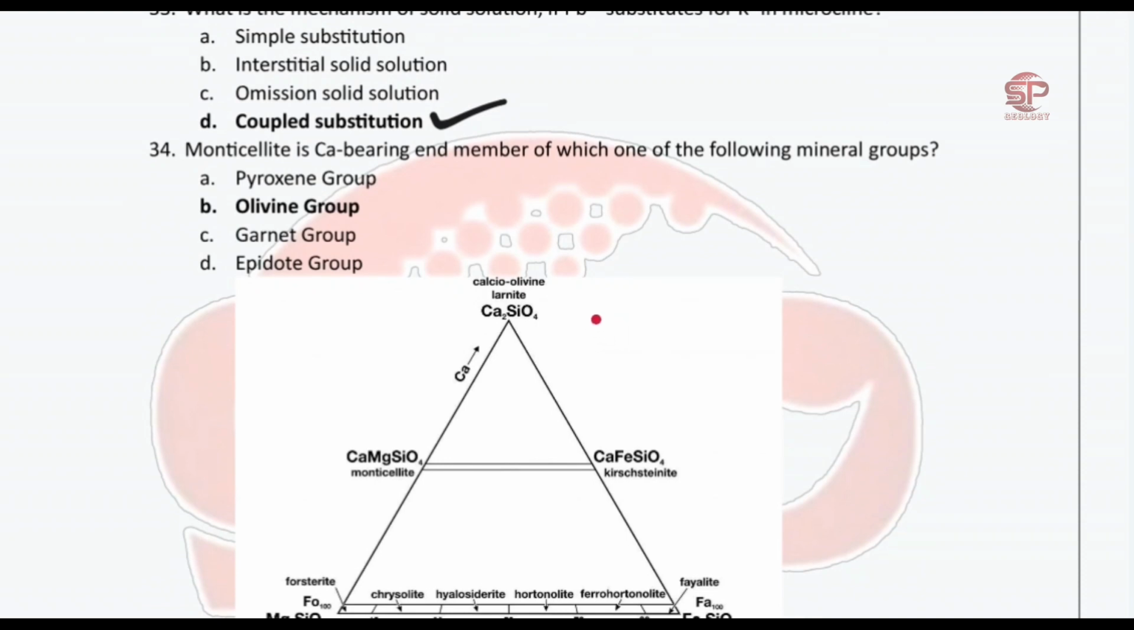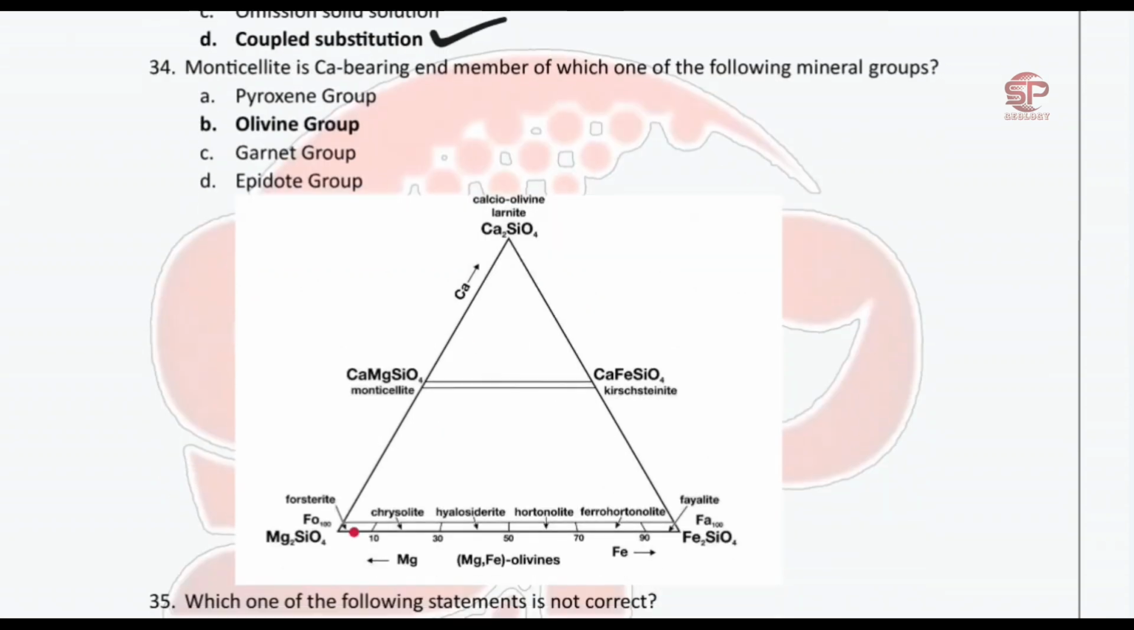Monticellite is a calcium bearing end member, so it belongs to the olivine group. You will see this is the olivine group: first fayalite, then monticellite CaMgSiO4, then kirschsteinite CaFeSiO4, then larnite Ca2SiO4. So it belongs to the olivine group.